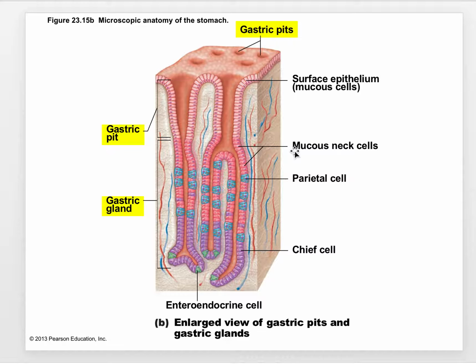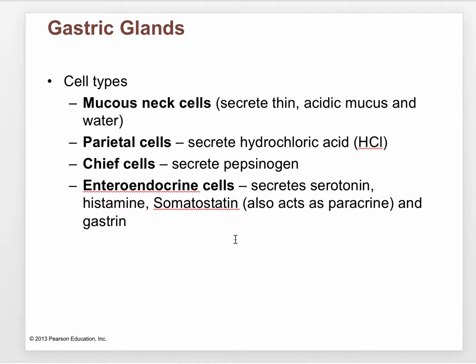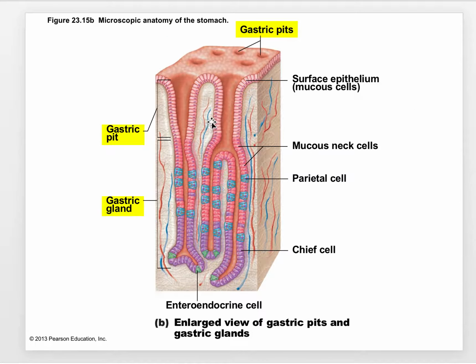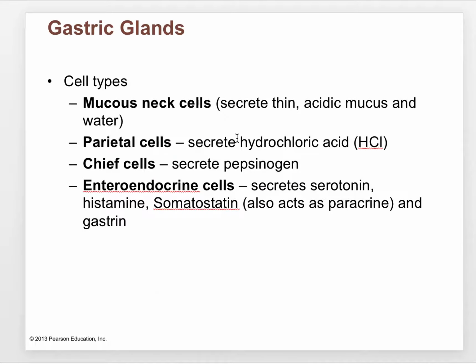This is a picture of the gastric pits in the stomach. This is where the acid is produced. These are pits, and they're lined by different cells. There's surface epithelial cells, mucus cells. There's parietal cells. There's chief cells. And each of these cells perform different functions, as we'll see in a minute. The mucous neck cells, that's these cells here in the neck of the pit, secrete a thin acidic mucus and water.